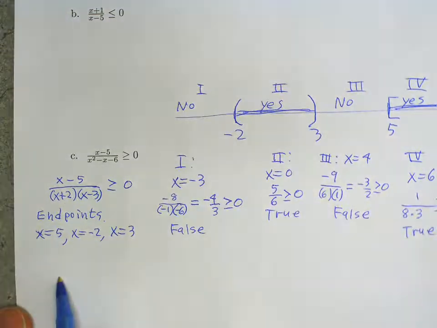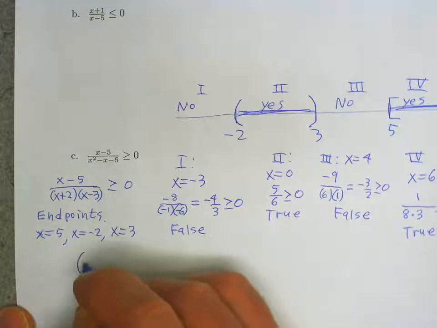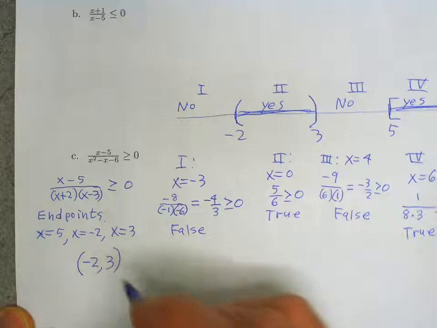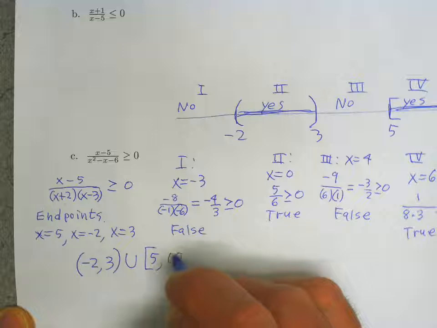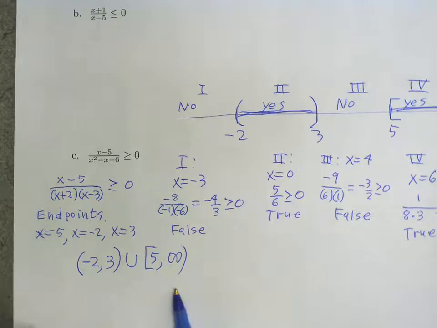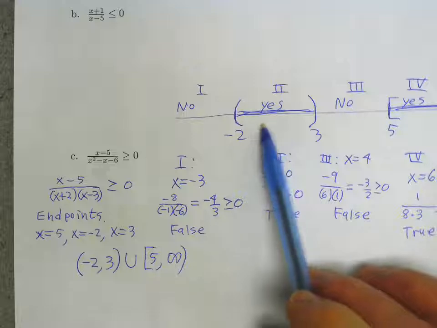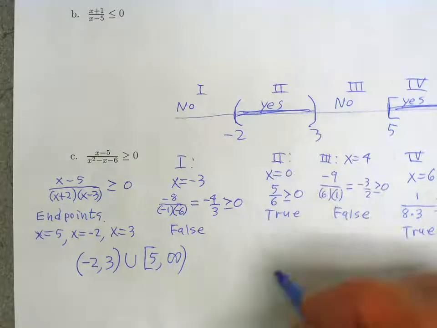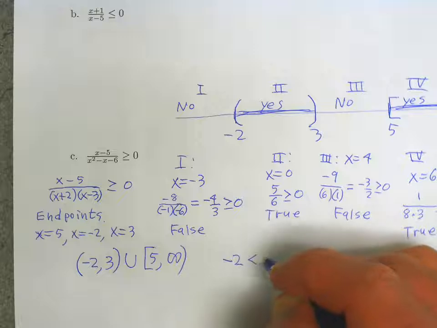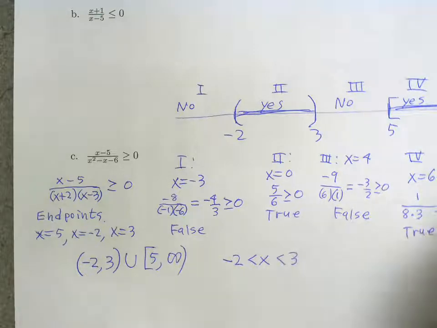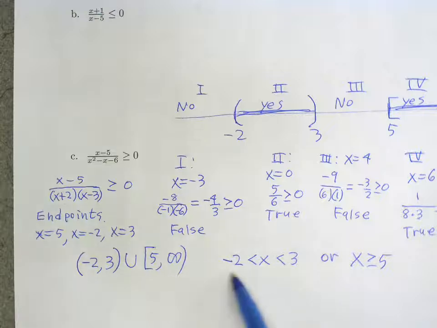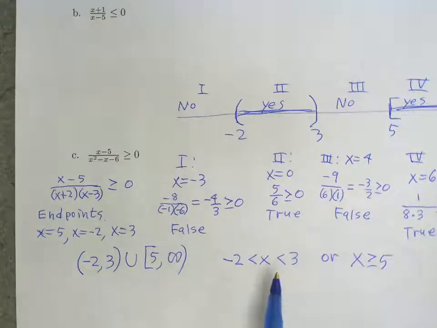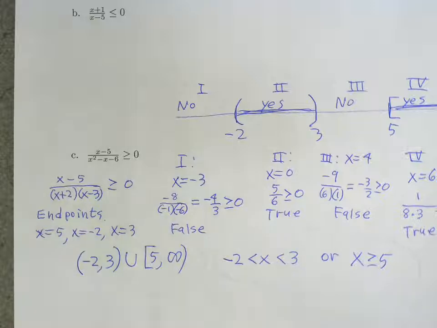Okay, so the interval notation: parenthesis negative 2 comma 3 parenthesis, and then union bracket 5 comma infinity. That's the interval notation. And the algebraic notation, if x is in this set, is negative 2 is less than x, which is less than 3. And then we use the word or, and then this part of the number line, x is greater than or equal to 5. Okay, so on the right is the algebraic notation, and on the left is the interval notation.